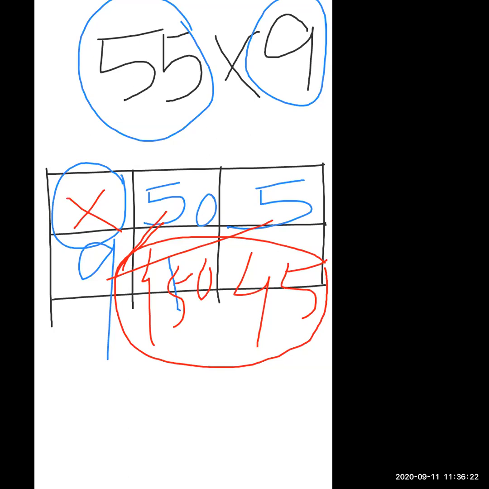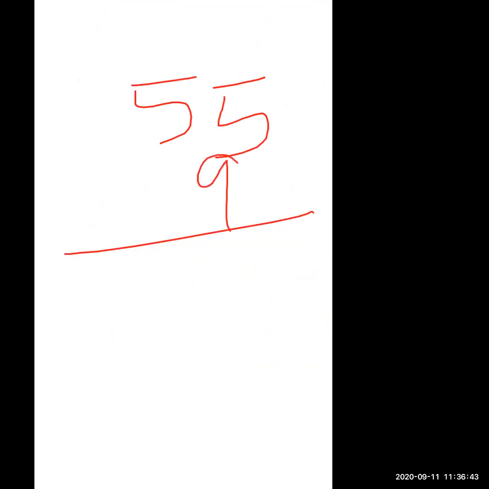Okay, understood. This is the lattice method. Now with our simple method, solve it and check whether your answer is correct or incorrect. With the simple method, we are going to solve this. See, 55 into 9. 9 fours are 45. 4 is here. Again 9 fives are 45 plus 4.